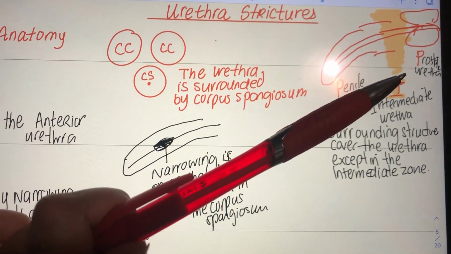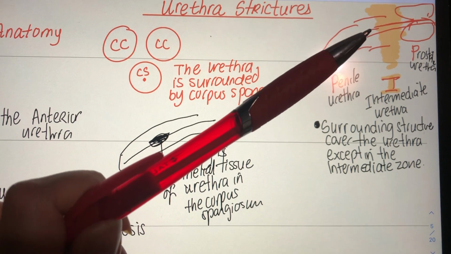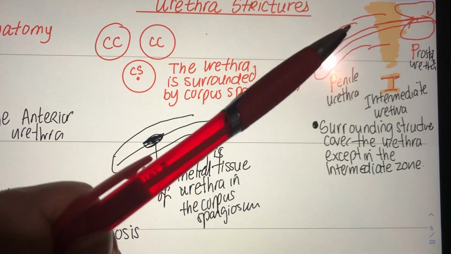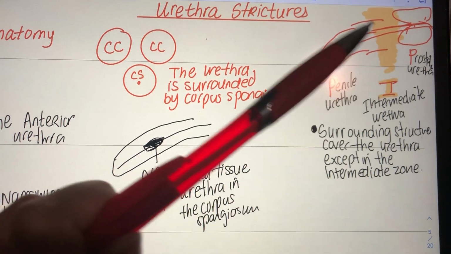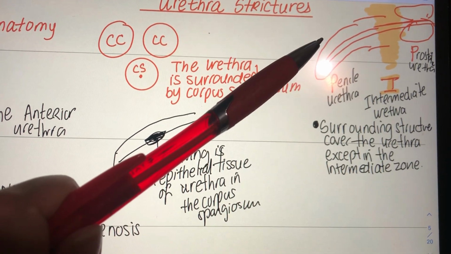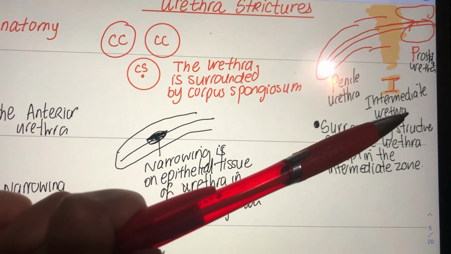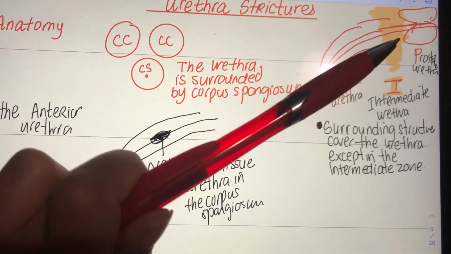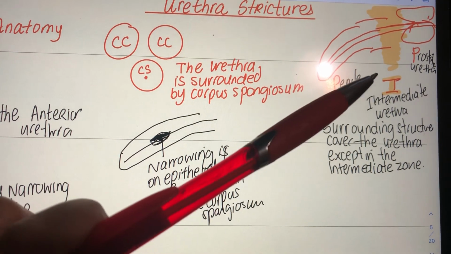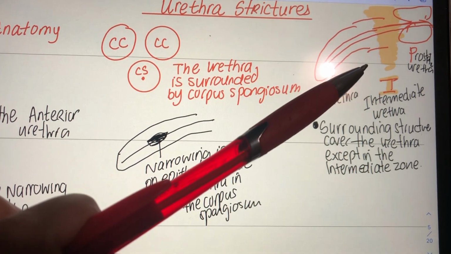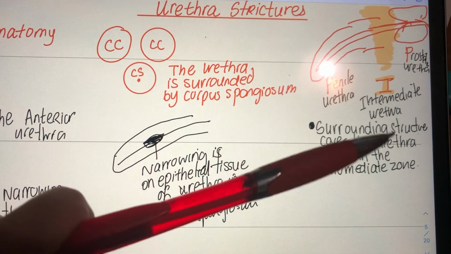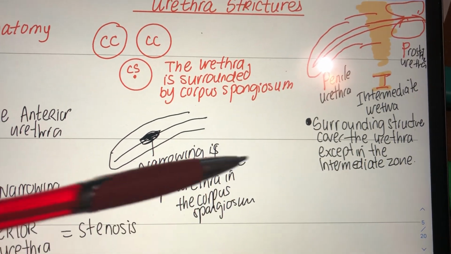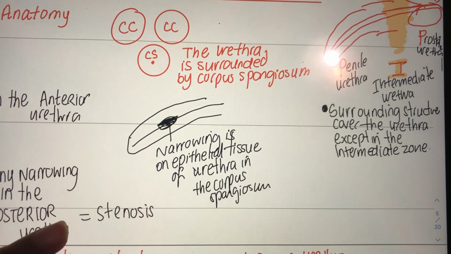And when it comes to understanding where the injury or the stricture is likely to occur, the penile urethra and the prostatic urethra are both surrounded by structures, this structure or that structure. The intermediate zone here in the intermediate urethra is not surrounded by any structure, meaning that it's more vulnerable to damage, more vulnerable to injury. So surrounding structures cover the urethra except in the intermediate zone.